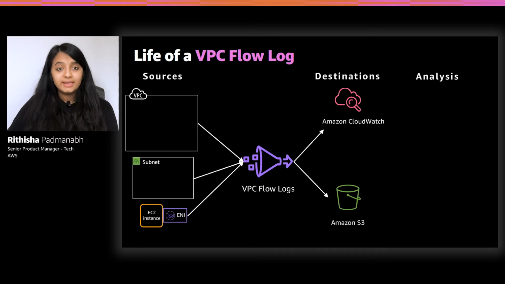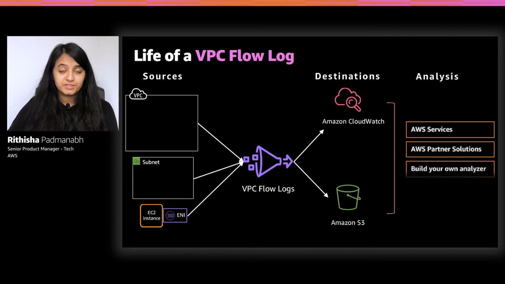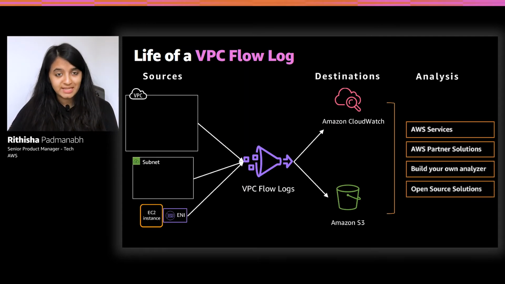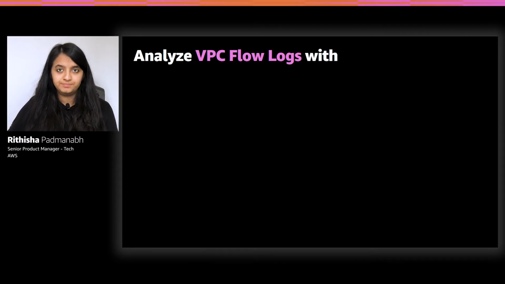Then you can analyze, visualize, or derive actionable insights about your traffic thereafter using downstream native AWS services. Or you could use one of the several AWS partner solutions like SIEM solutions, or you could build your own downstream pipeline to process your flow logs, or you can use open source solutions like Kibana.